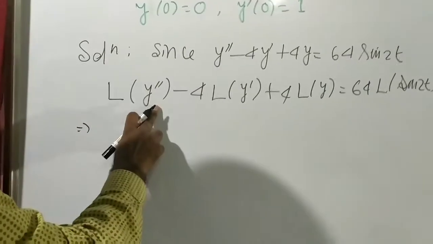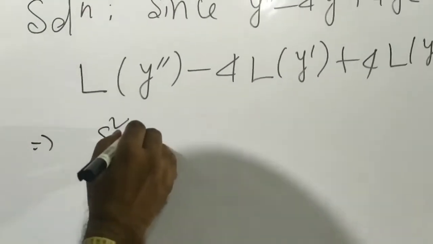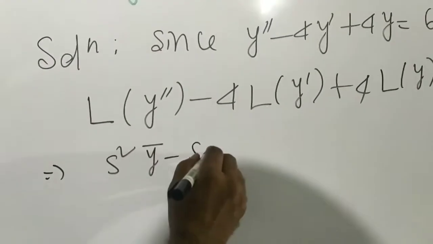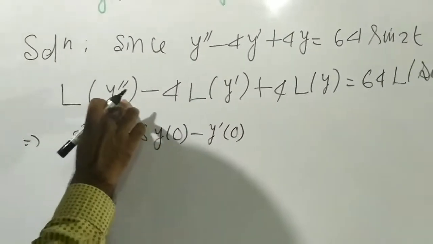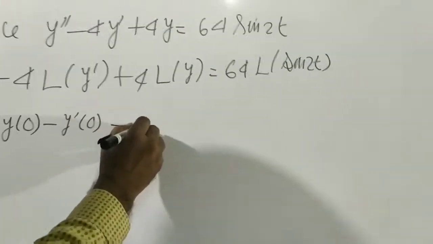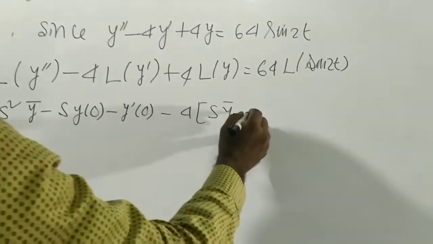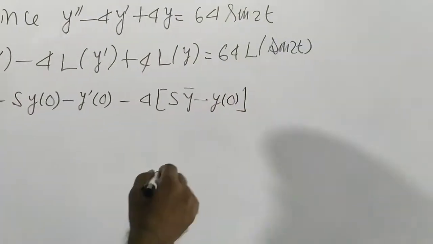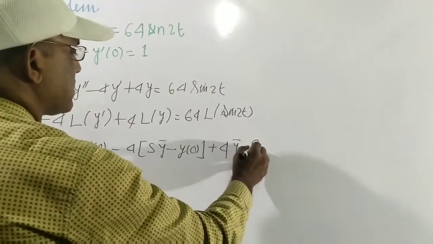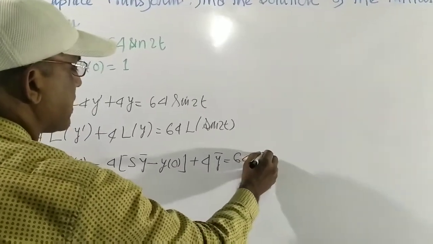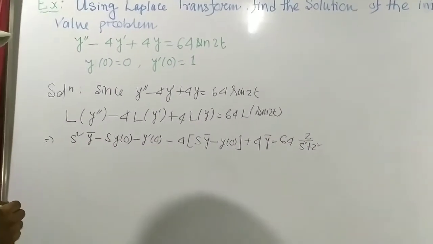As given in the last class, for y'' the transform is s^2 y bar - s y(0) - y'(0). And minus 4 times y', this is s y bar - y(0). Plus 4 times L{y}, which means y bar. And 64 times sin 2t, where sin at means a by s^2 + a^2, by using the formula, we get this.